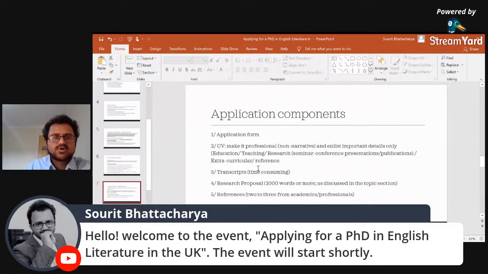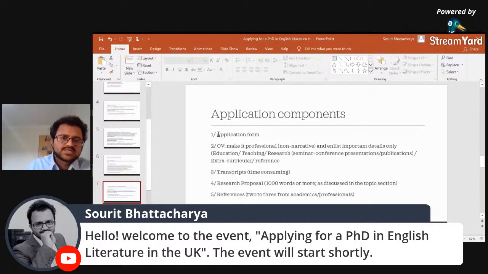So these are the application components. These are going to be important before you apply for funding. Sometimes the application form will include the funding application as well, so once you apply, that means you're also considered for funding. Sometimes you get an admission first and then you can only apply for funding. There will be a window of 1 or 2 months after you're given an offer.